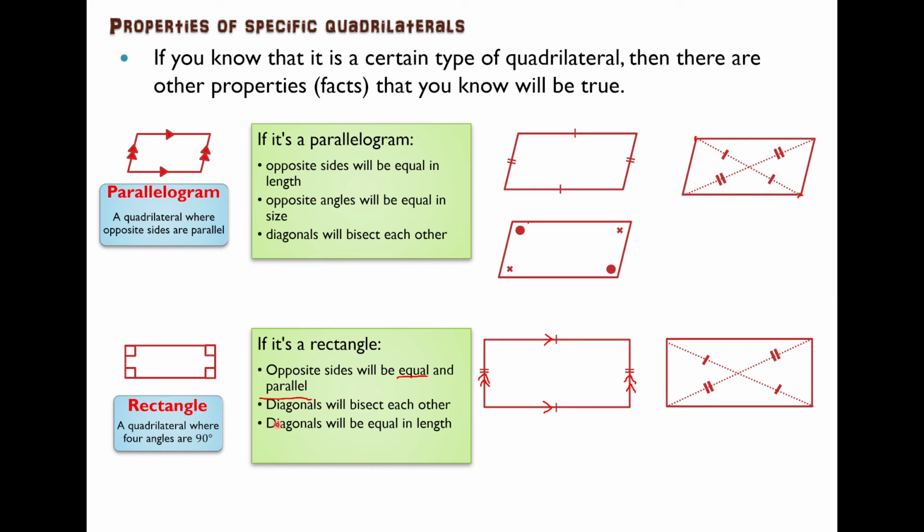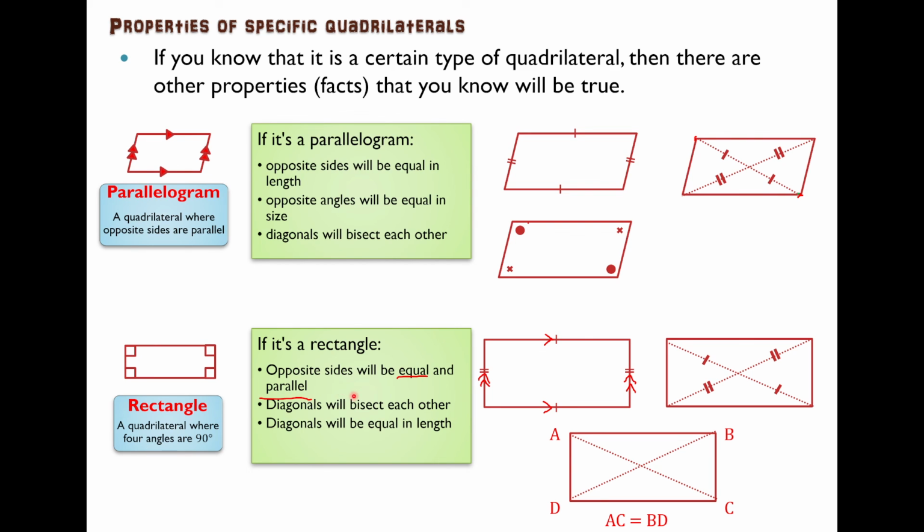And next, diagonals will be equal in length. This one's harder to show on a diagram, but we can still do it. The easiest way is to label the 4 points, A, B, C, D, the 4 vertices, 4 corners. A vertex is a corner. And then we can make a statement. Now, which lengths are the same? So AC is the same as BD. AC equals BD.